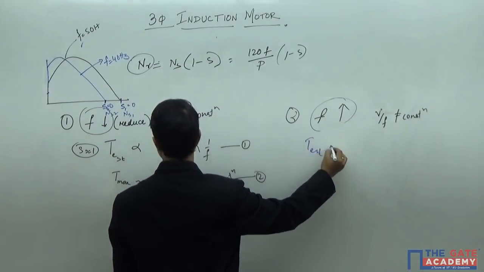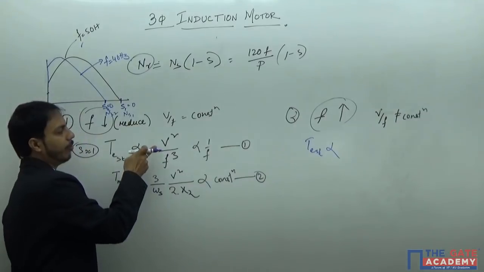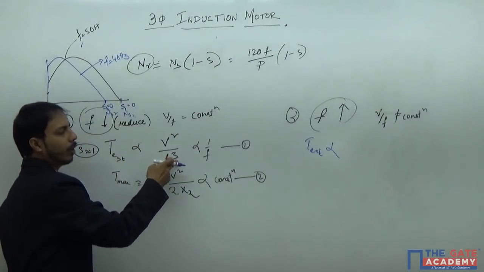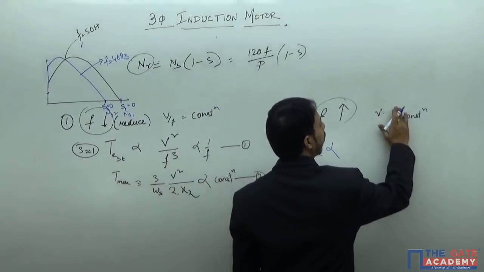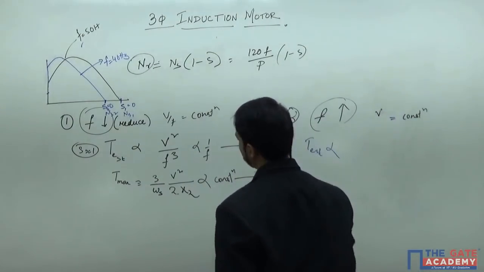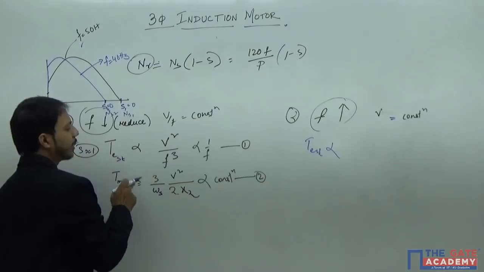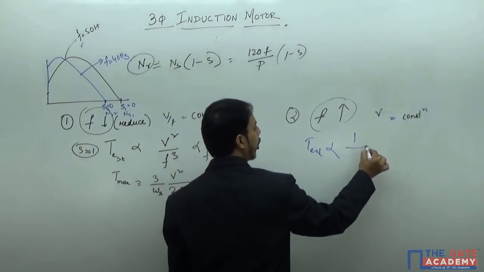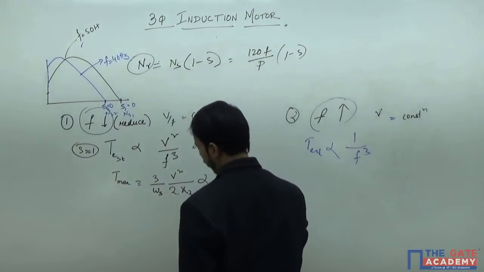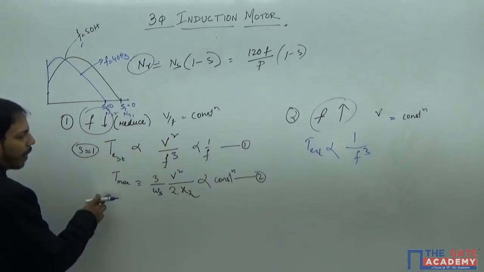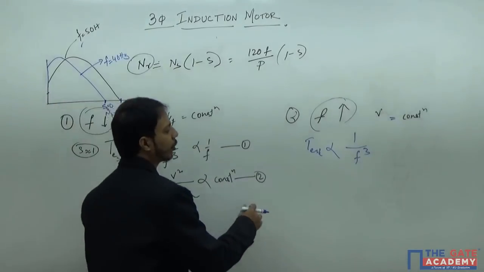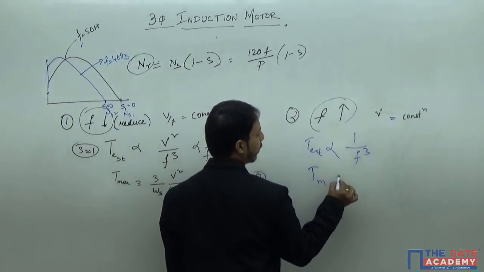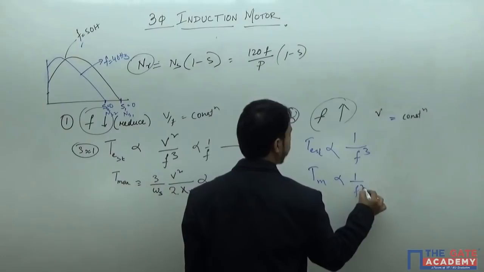T starting is proportional to V square by F cube. Now, here V by F is not constant, but V is constant. In other words, only V is constant. So if V is constant, T starting is again inversely proportional to F cube this time. And T max is inversely proportional to F square.